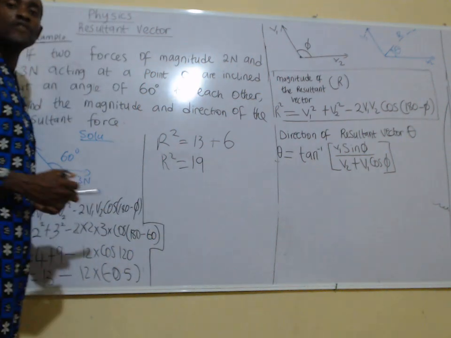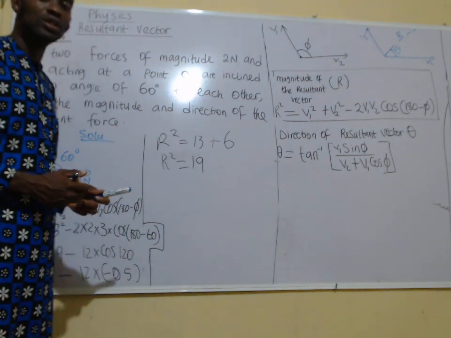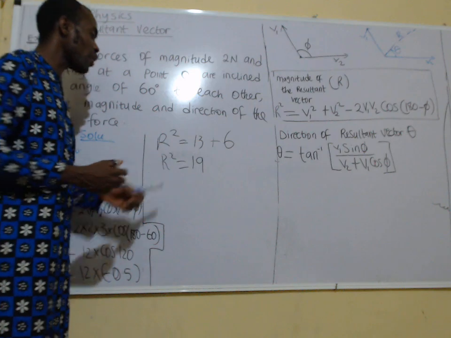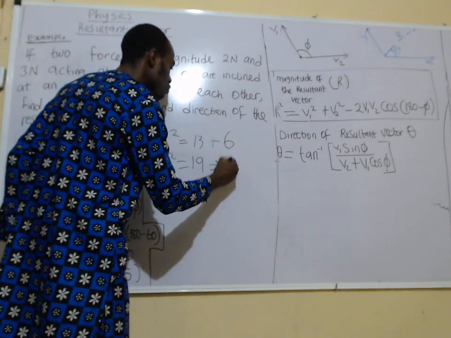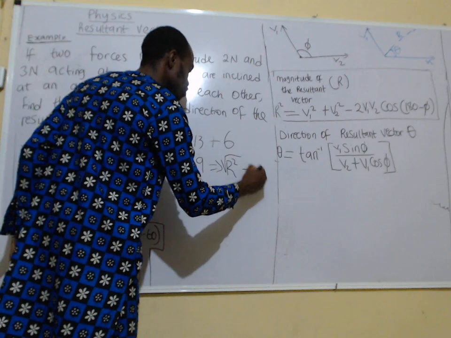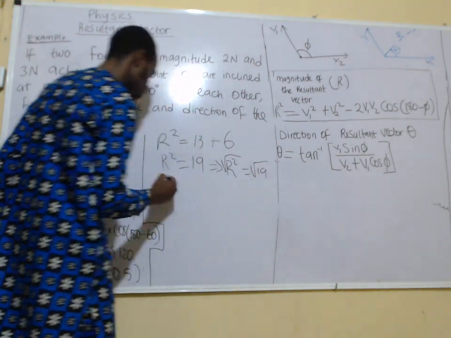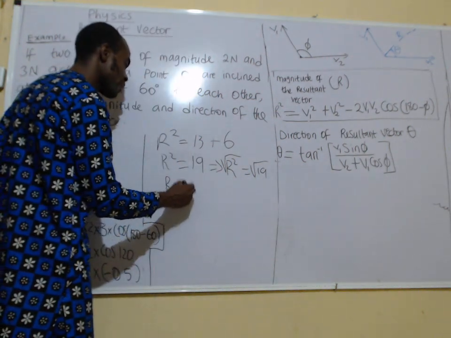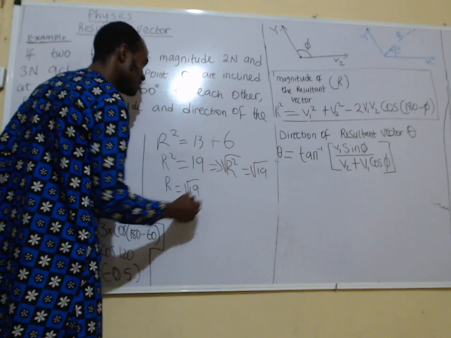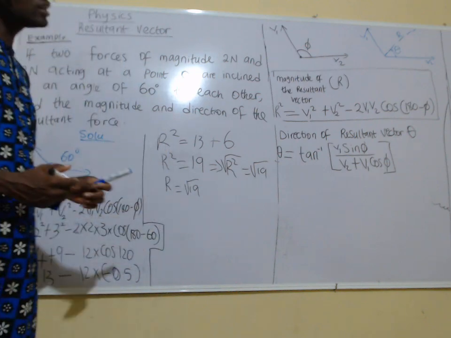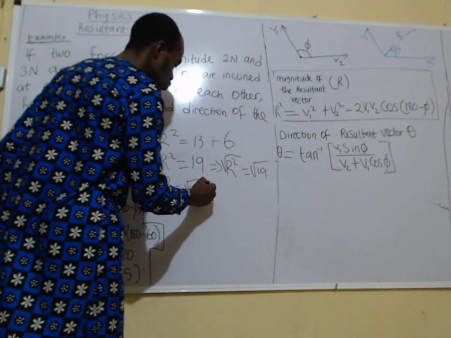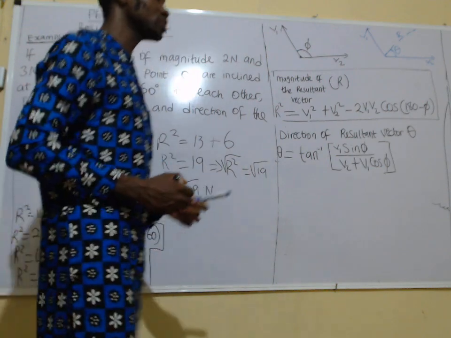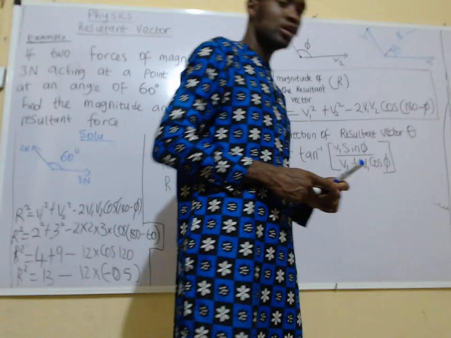We are not looking for r square, we are looking for what? R. So to get our r, we square root both sides. So square root of 19. So we now get r is equal to square root 19, because the vectors we are adding here are our forces. So the unit will be in Newton.